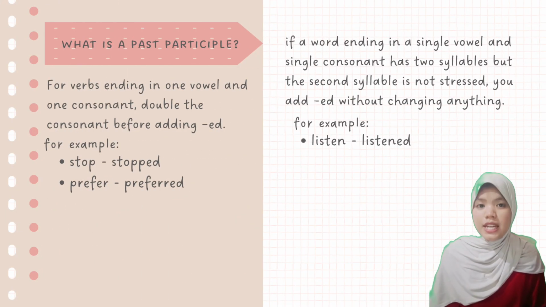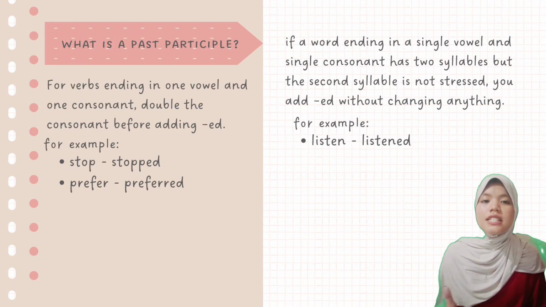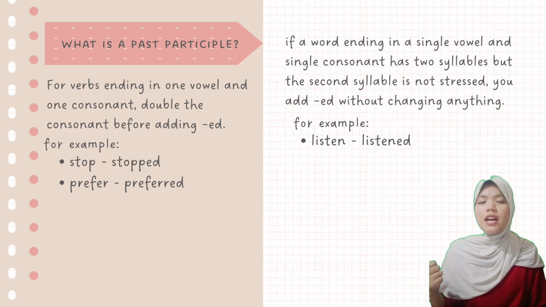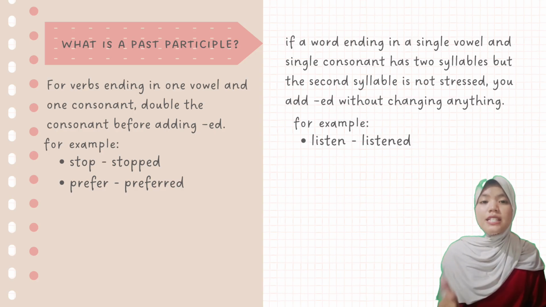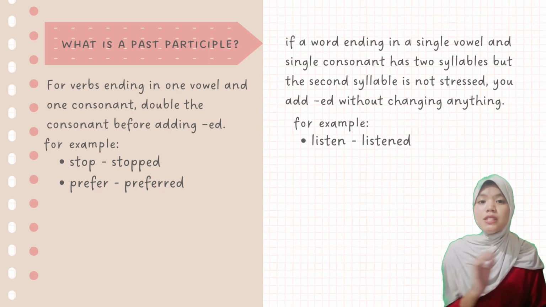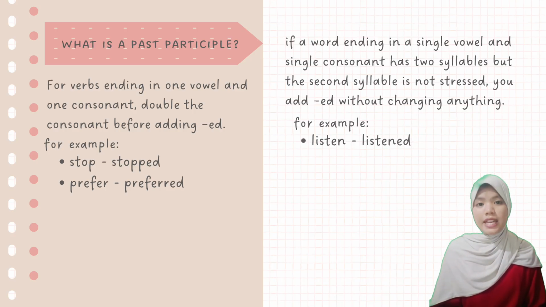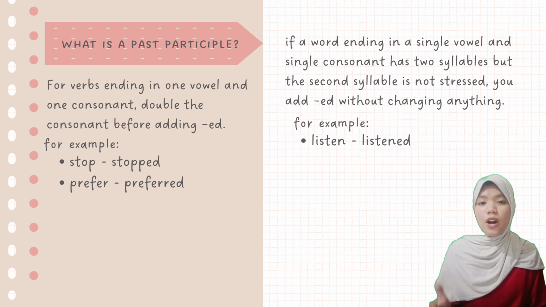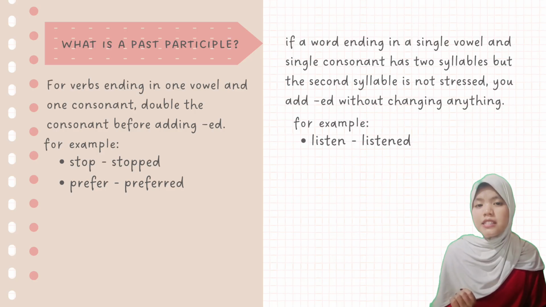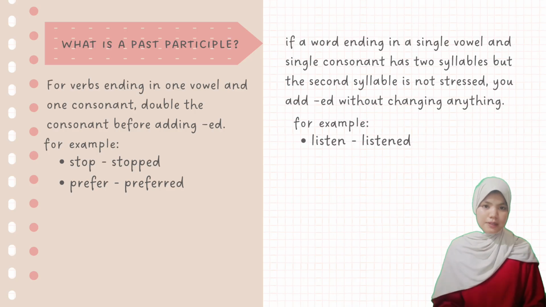For verbs ending in one vowel and one consonant, double the consonant before adding ed. For example, stop becomes stopped, prefer becomes preferred. Just like with present participle, if a word ending in a single vowel and a single consonant has two syllables but the second syllable is not stressed, you add ed without changing anything. For example, listen becomes listened.